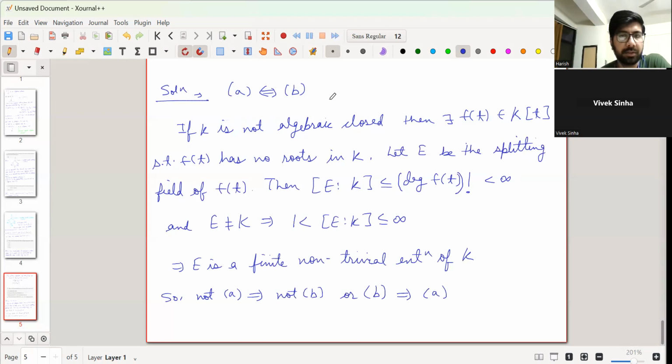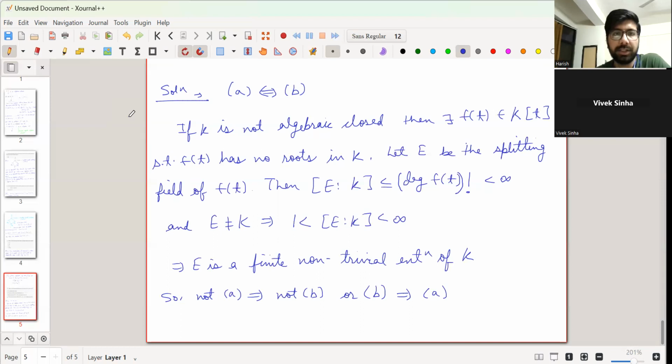So the degree of E over K is less than or equal to infinite. Oh, not less than, this is strictly less than infinite. That part we have already concluded here, that E over K is less than infinite. That will come here. This is just for 1 less than the degree of E over K. Okay.